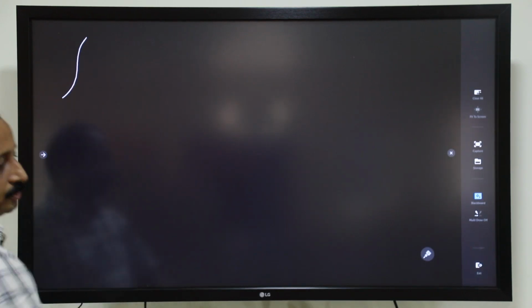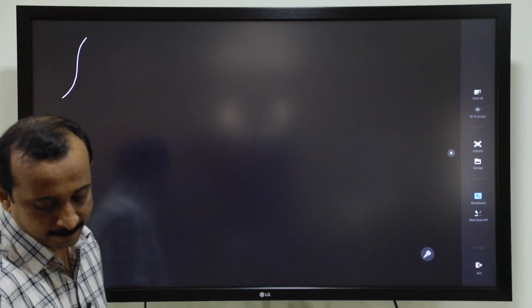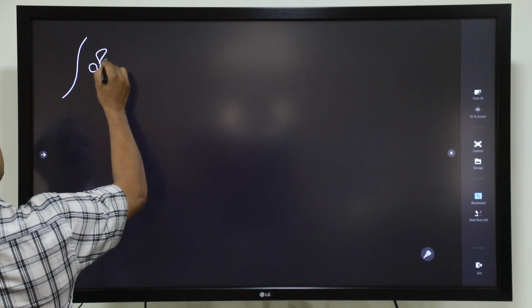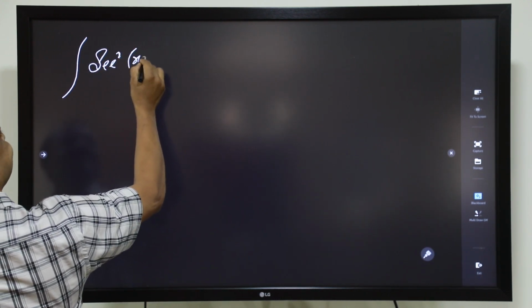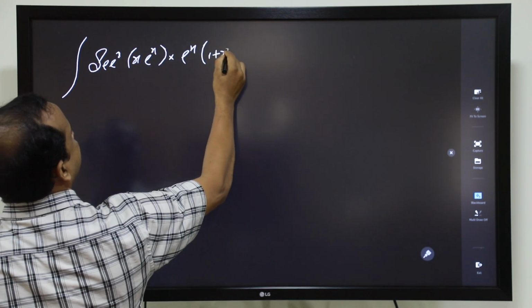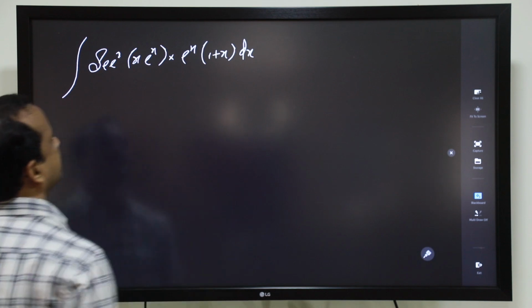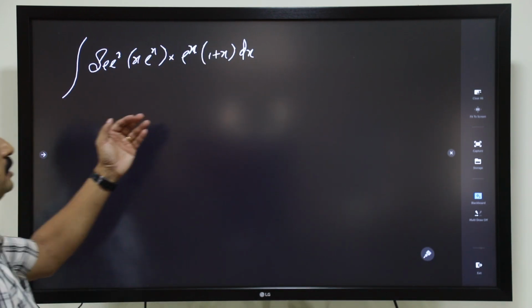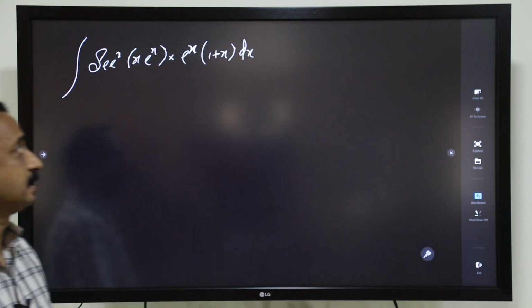Okay, write one more question. The integral of sec square of x e raised to x into e raised to x into 1 plus x into dx.